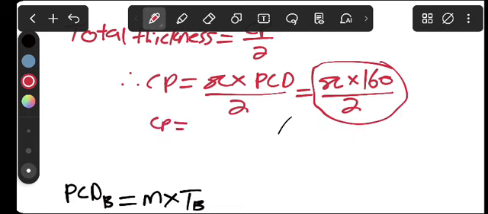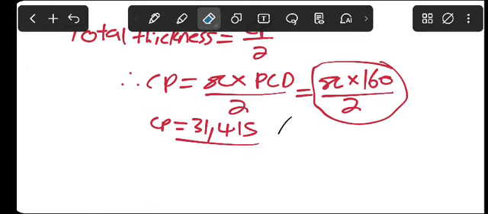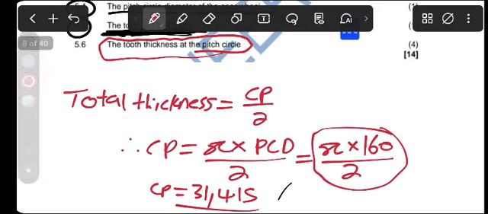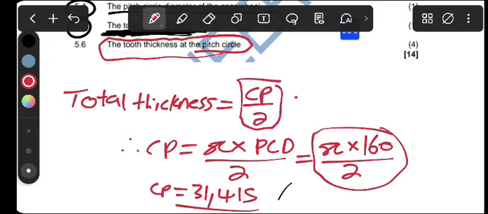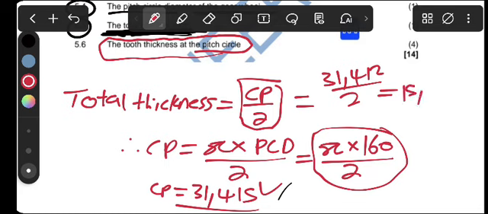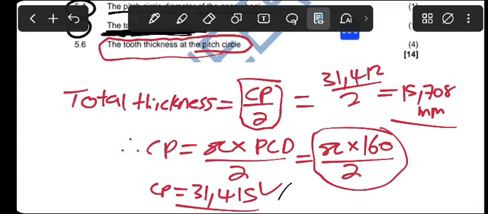So CP will be equal to 31.4. Remember, it's PCD. We are not done. We're supposed to calculate the thickness of the tooth. The thickness we said is this. We substitute, there you come. Now you have your CPD, which is 31.412. You divide this by 2. Then you have the thickness of the tooth, which is 15.708, obviously in millimeter. That is your tooth there.